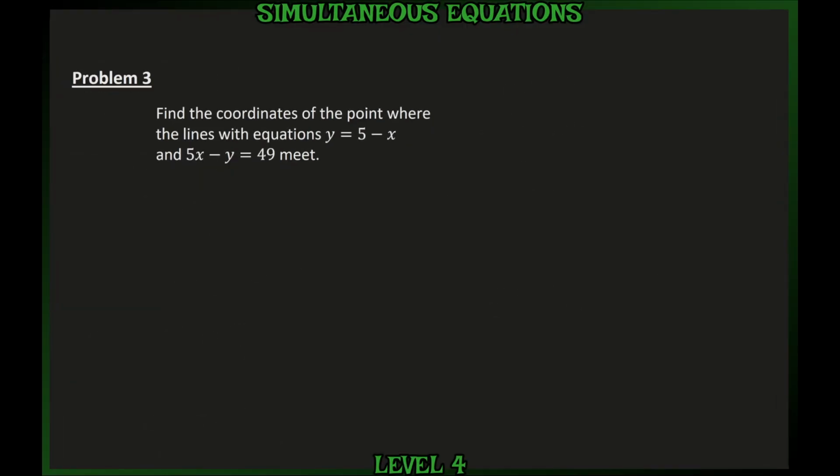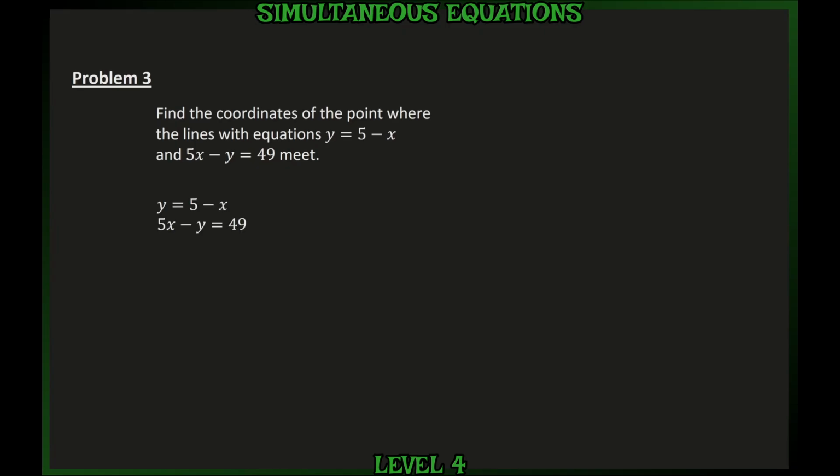In problem 3, we're asked to find the coordinates of the point where the lines with equations y equals 5 minus x and 5x minus y equals 49 meet. Now, if you're ever asked to find the coordinates where two lines meet, what you need to do is solve their equations simultaneously and put that solution as a coordinate.